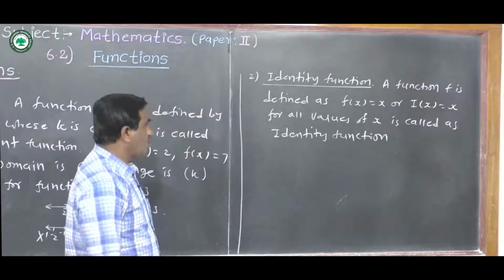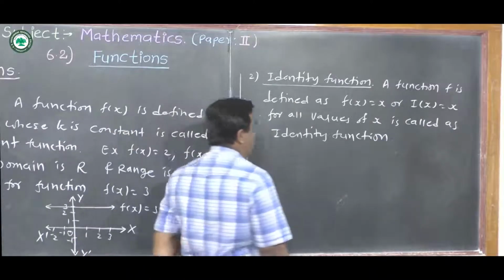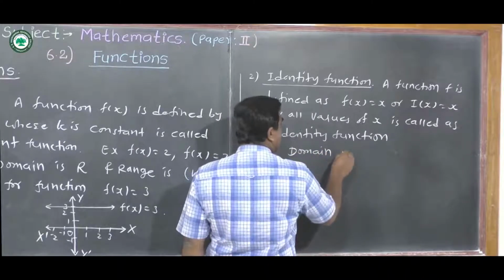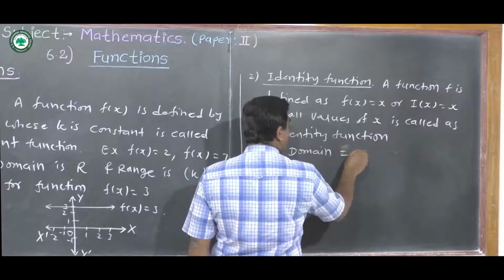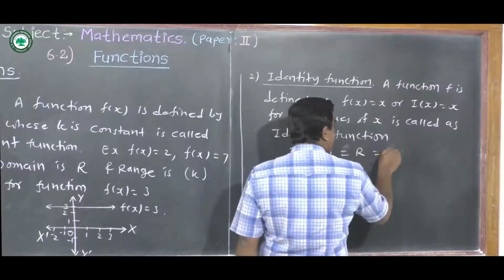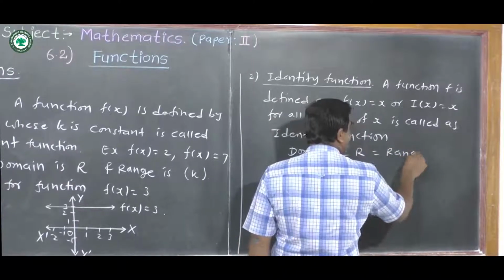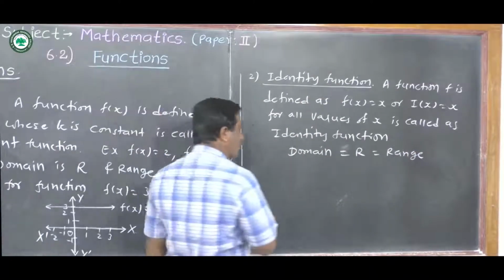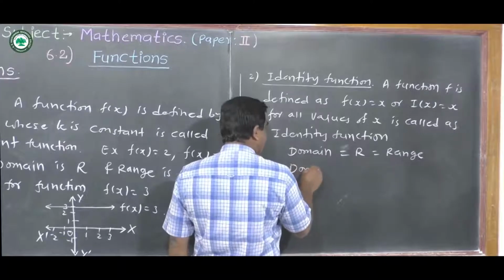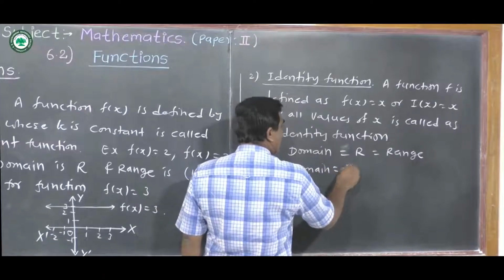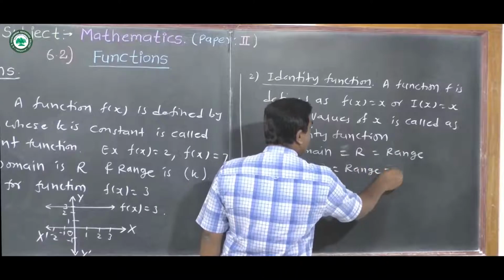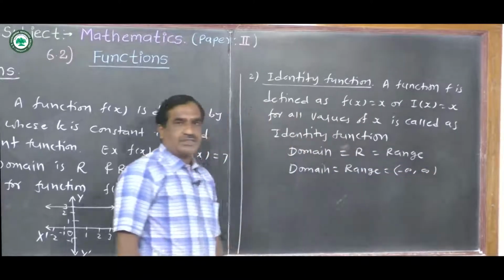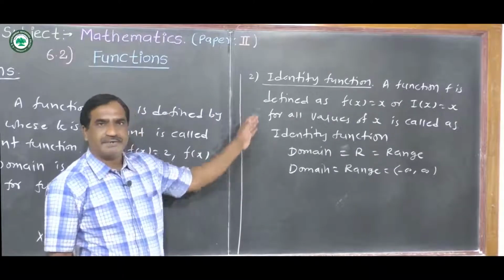Okay. Now domain and range for this function. Domain is equal to R, the set of real numbers, and range of the identity function is also R, the set of real numbers, or domain equal to range is equal to open interval minus infinity to infinity. This is the domain and range for the identity function.